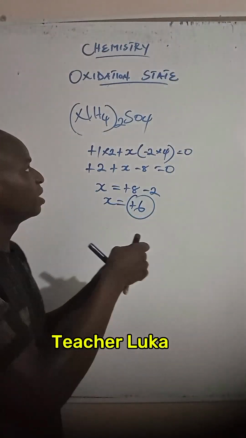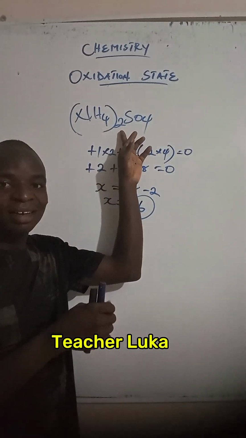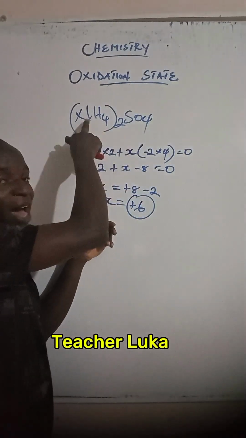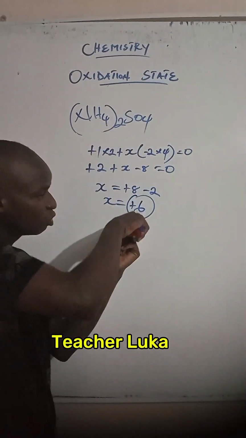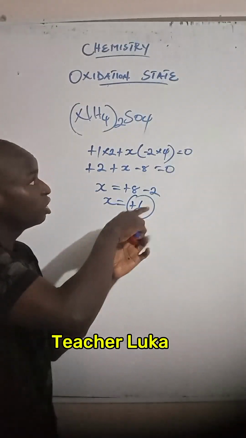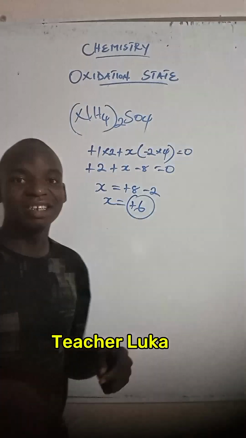Now, this compound is simply interpreted as diammonium tetraoxosulfate 6. So this is the 6, and this 6 is the oxidation state of sulfur in this compound.